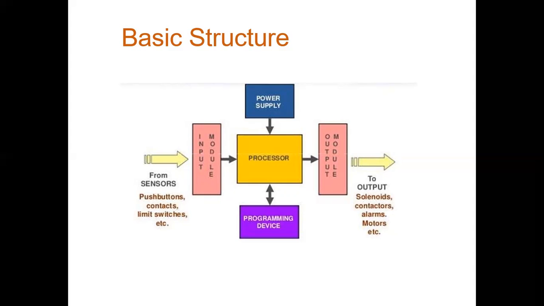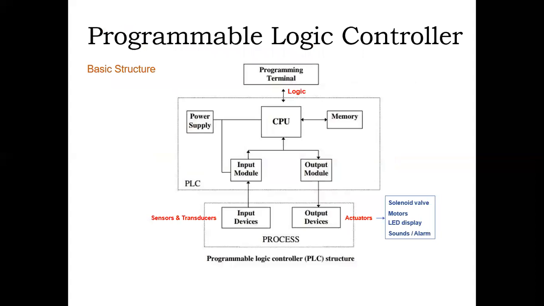Okay, this is the basic structure of the PLC concept. This is the internal diagram, like we discussed in the previous block diagram. So it is the internal block diagram of the PLC. We have the CPU, memory, and input and output modules. With the process, we have input and output devices. Inputs are sensors and transducers; outputs are solenoids, motors, LED displays, sound and alarms.